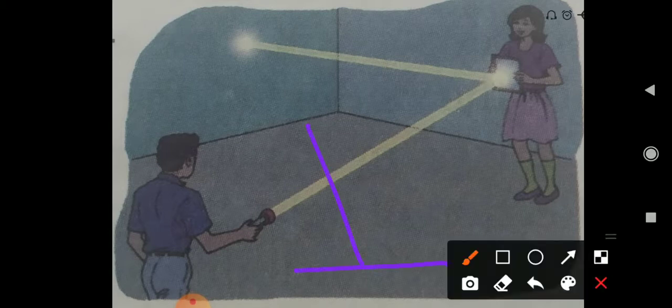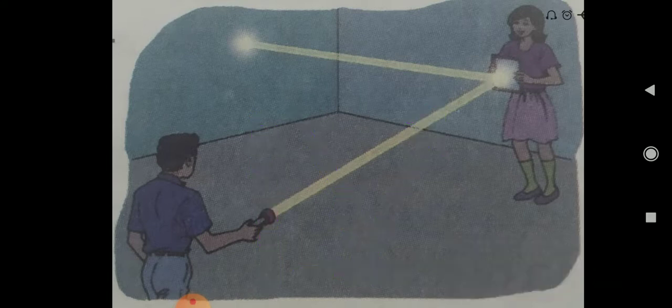It will strike the surface and bounce. Maybe this bouncing may be straight. If you throw it straight down, it will come straight up. Otherwise, it may go in any other direction, right?